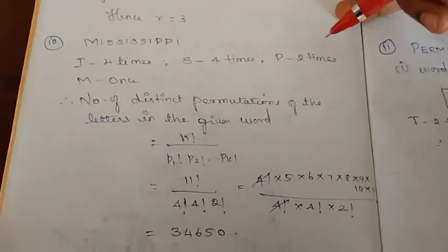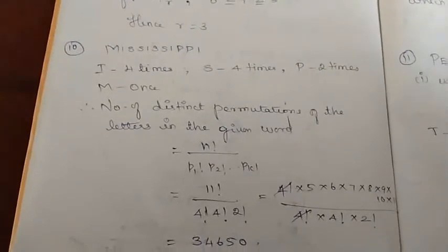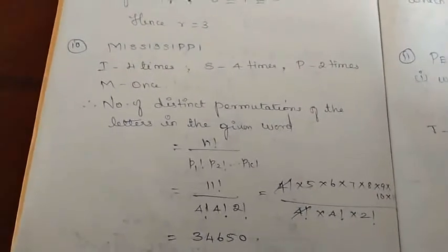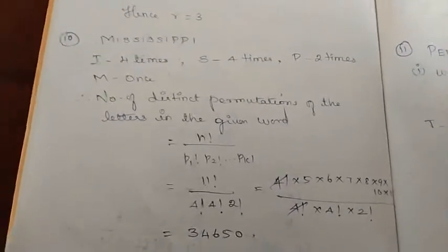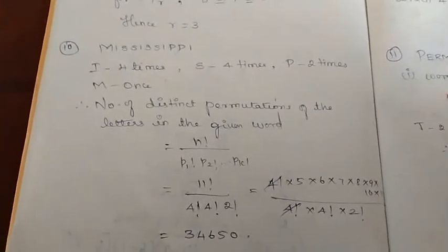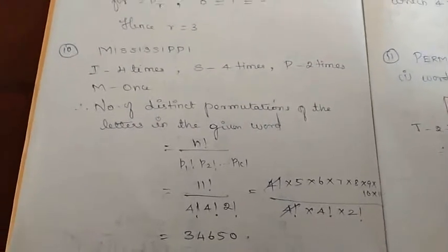Now let us see this question. This is also an important type of question. Here the letters repeat. In how many of the distinct permutations of the letters in Mississippi do the 4 I's not come together? The question is, do the 4 I's not come together?